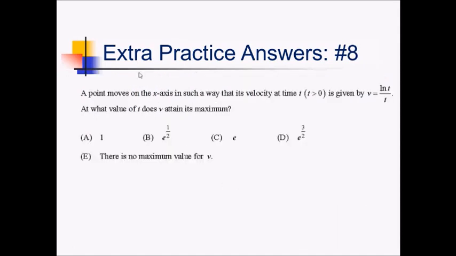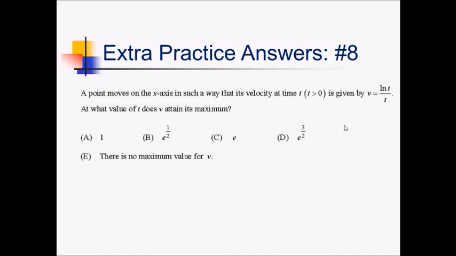For number 1, we've got a point moving on the x-axis with a velocity function of ln of t over t, and t has to be positive, or otherwise the ln function's not very happy. So we want to know where this reaches its maximum value. So for that, we need to figure out v prime and then find some critical values.